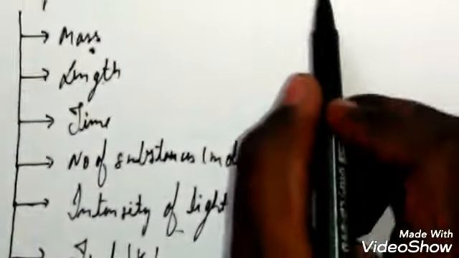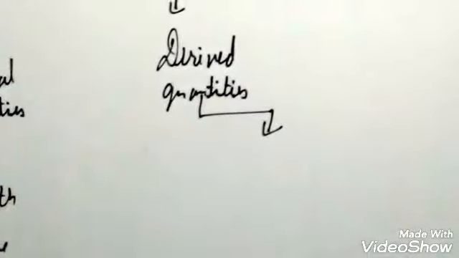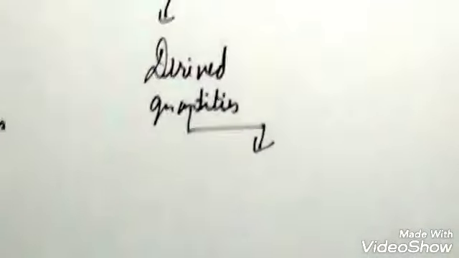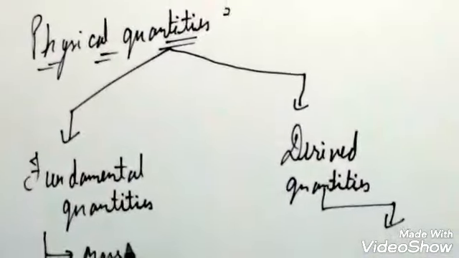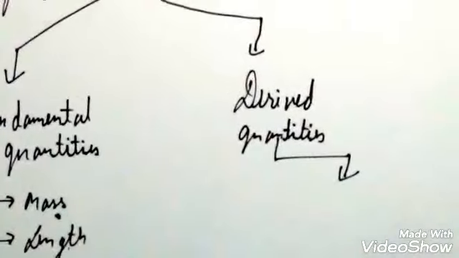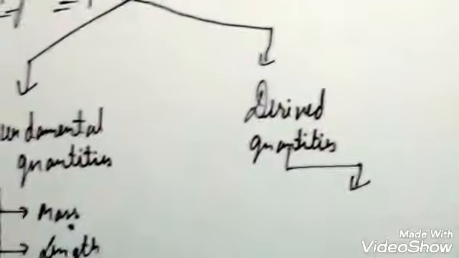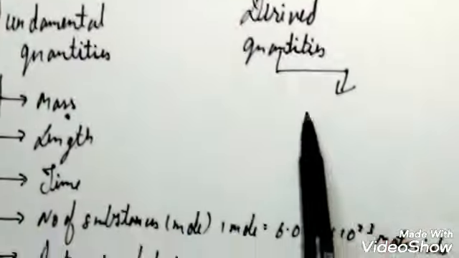Now we will come toward the derived quantities. As their name suggests, derived means they are derived from the fundamental quantities. Fundamental quantities cannot be derived from any other quantities, but derived quantities can be derived from the fundamental quantities. Except these 7 quantities, all the quantities come under derived quantities.